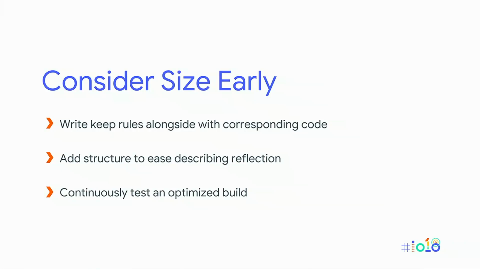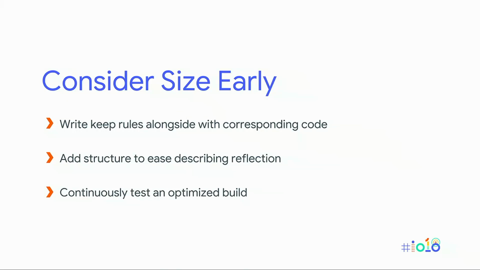And the first thing to really take away here is you should consider size early on. Because while you're writing your code, it is really, really easy to also write your keep rules, because you still understand what that code is actually doing. Right? All the code examples we looked at, if you had just written them, it would be easy to understand why this goes wrong.